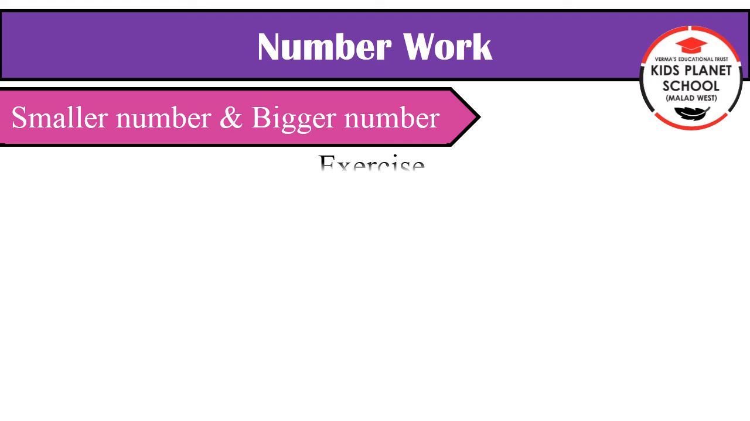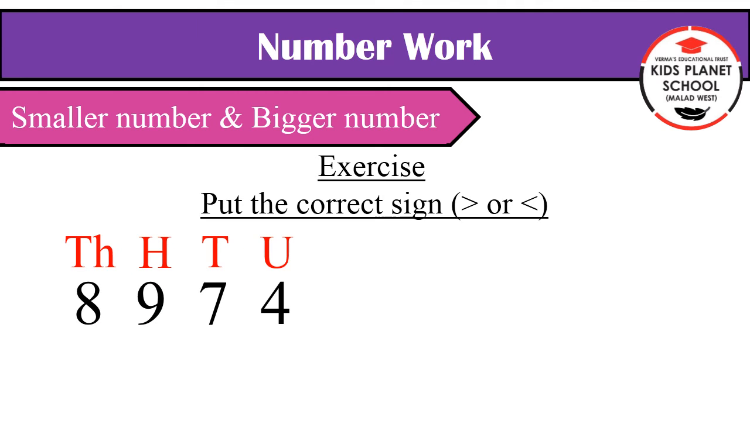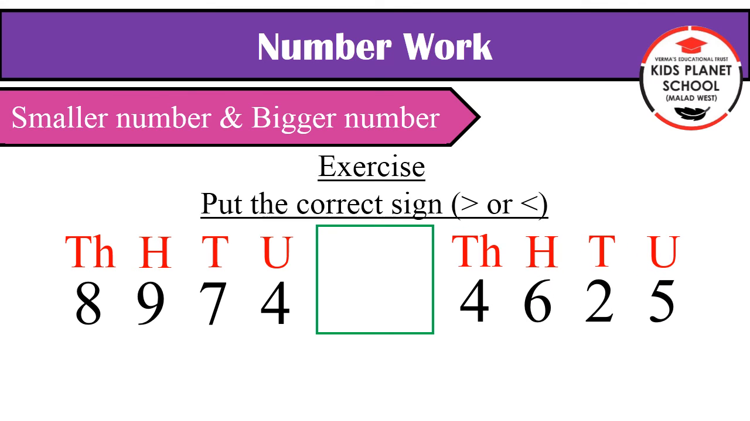Children, let's do some exercise. Put the correct sign. Greater than sign or smaller than sign. 8,974 box 4,625. Children, both the numbers are 4-digit number. So to identify which is the bigger number, we'll compare the digits which are at the thousands place in both the numbers.